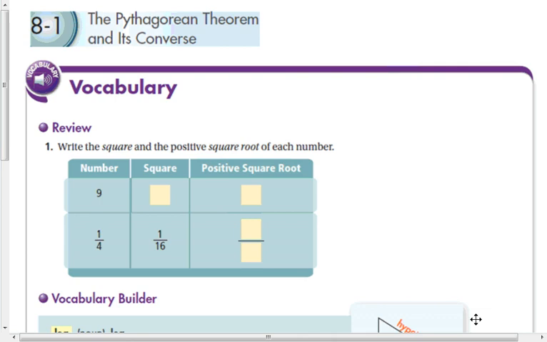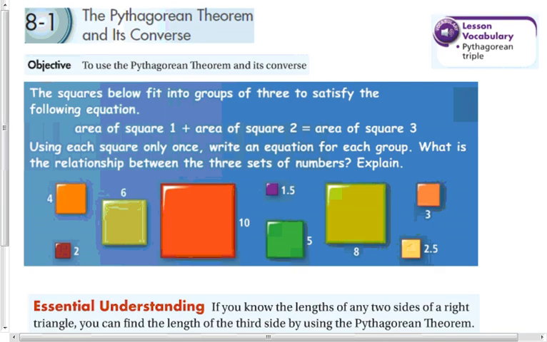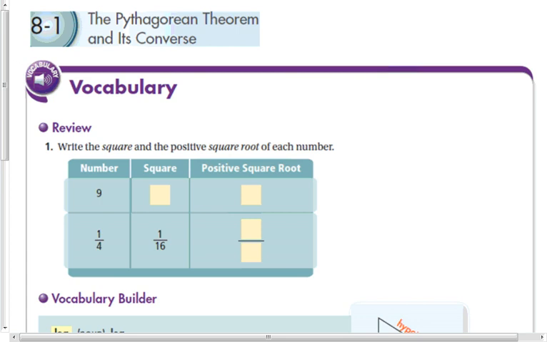Hey students, lesson 8.1 here. We're going to learn about Pythagorean's theorem, or review it, and learn a little bit more. In this lesson, we're going to learn how to use Pythagorean's theorem and its converse, and also how to identify Pythagorean triples. And we're going to learn one other property about the Pythagorean theorem that you haven't learned yet.